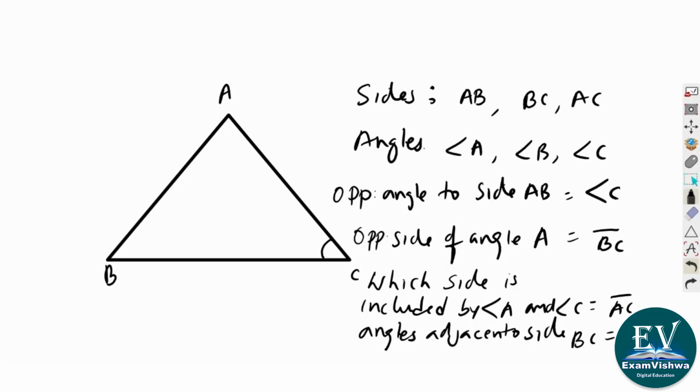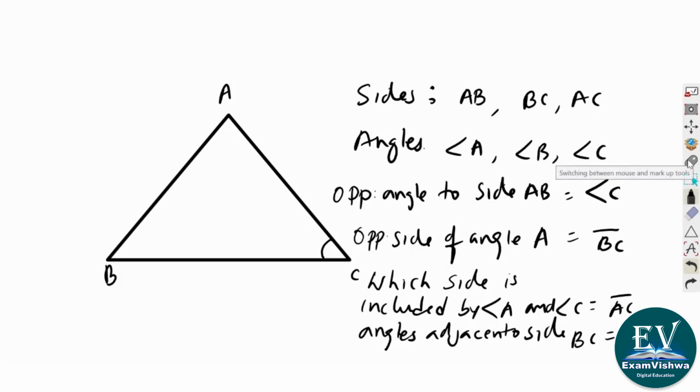That means you have a clear idea about what is a triangle, what are its sides, what are its angles, what is meant by opposite angle, opposite side, included side, included angle, adjacent angle, and adjacent side. All these are language related to triangles. This you know very clearly. So this is one of the aspects you should recollect before going further.